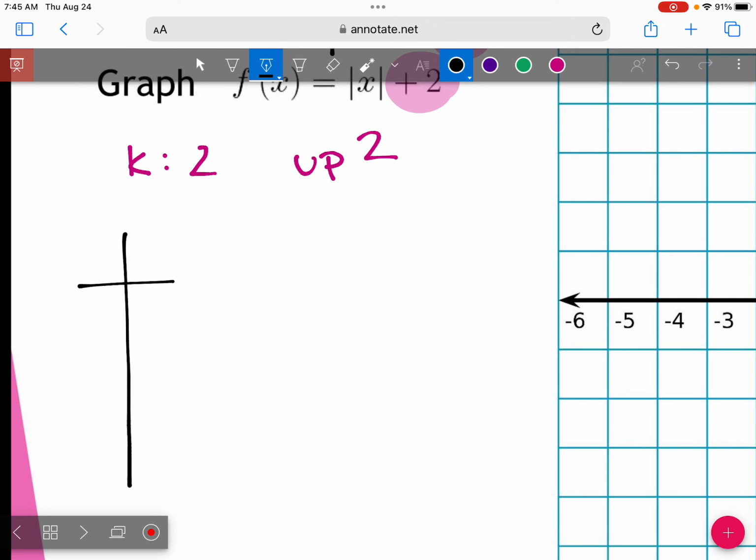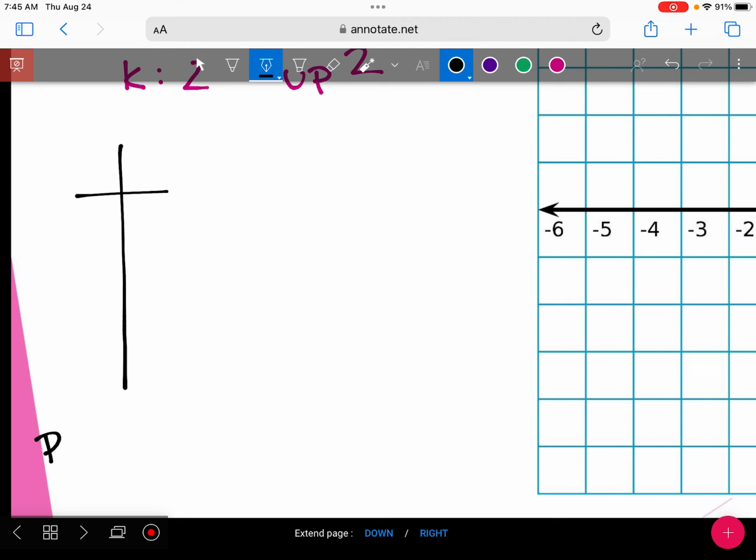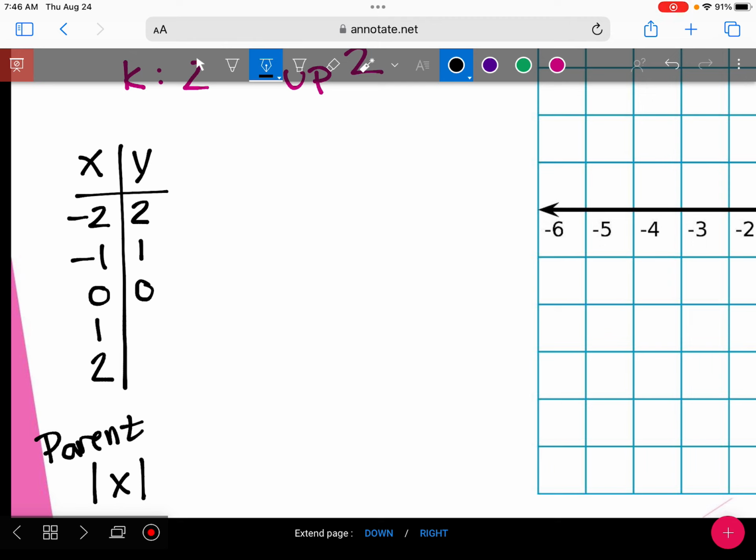So I'm going to make my parent table. That's what this is called. This is the parent. And it's the absolute value of X. Basic. Nothing added on, nothing changed. No A, no H, no K. The parent table uses our -2, -1, 0, 1, and 2. Our Y's are 2, 1, 0, 1, and 2. We've done the absolute value of the left column. It's the exact same parent table as the last one had.